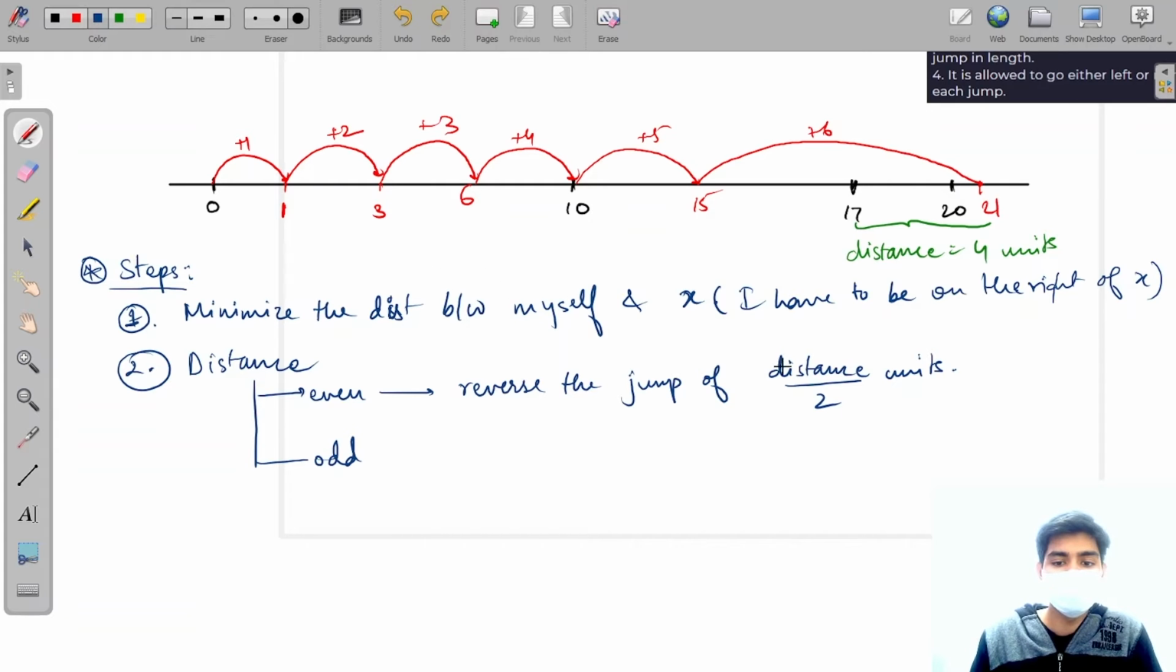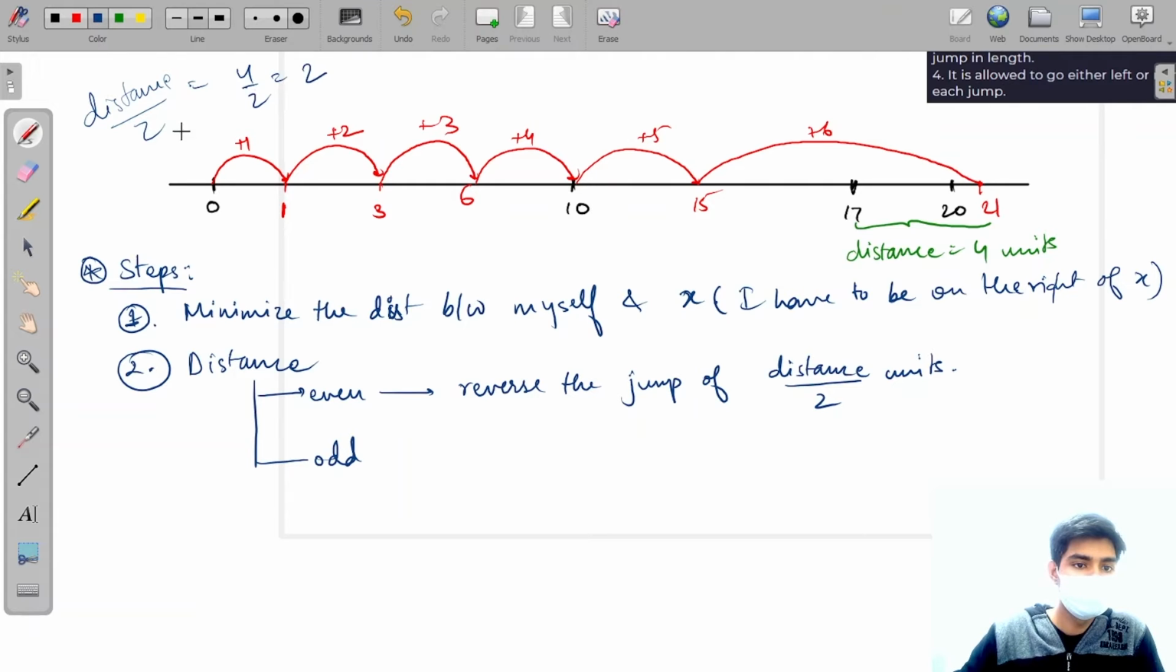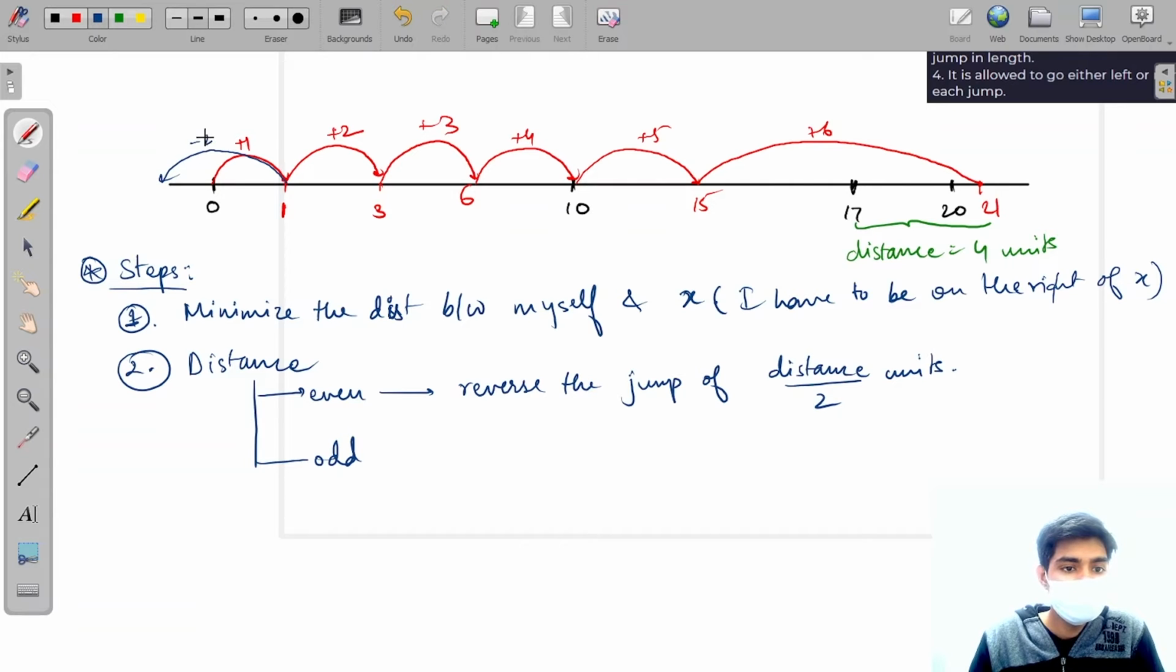So what was the jump of distance by 2 units? Distance by 2 is actually 4 by 2, which is 2 only, right? 4 by 2 is 2. So this jump that I took of +2, I'll take this jump in the negative direction, right? I will take a -2 jump. So for this case, I'll take a jump of -2 units instead of taking a jump of +2 units, right?